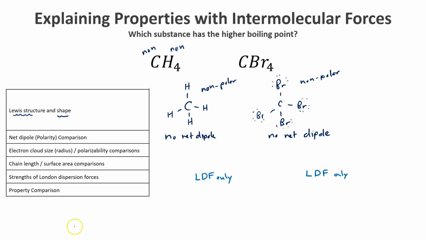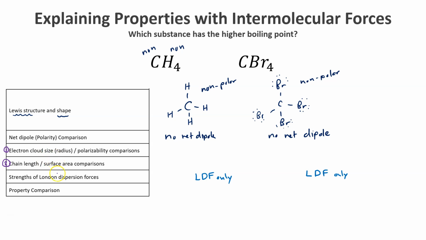The next step is going to be to compare the strengths of these London dispersion forces. To do that, when it comes to LDF, there's really two considerations, and I'm going to mark those out, number 1 and number 2, on the left part of the video screen. The first one is the sizes of the electron clouds of the atoms involved. You can think about that as sort of like the atomic radius. This is going to tell you about something called polarizability of those molecules themselves. The second factor is chain length, which has more to do with surface area.